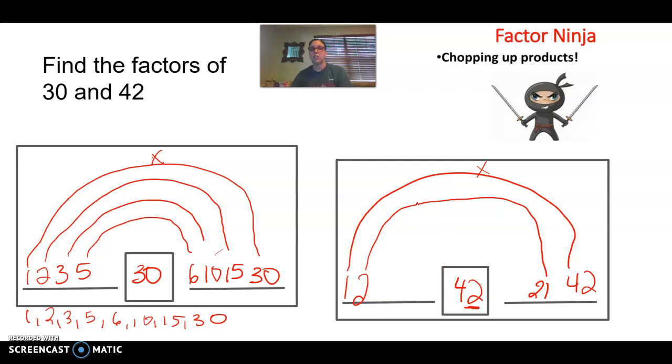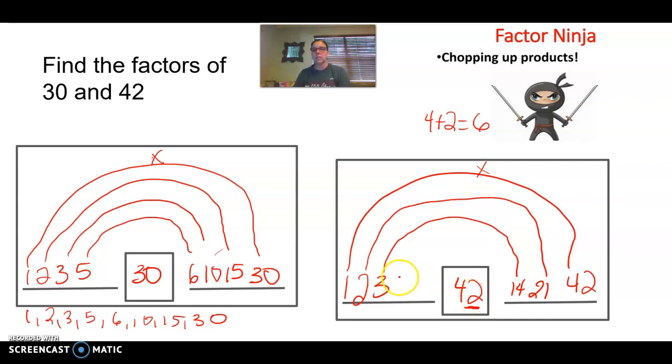Okay, and then 42, will 3 go into that? That's one we probably don't know off the top of our head, so we can add 4 and 2 and get 6, so we know it's going to go into it. 3 goes into that 14 times, which you can figure out by multiplying or dividing. Will 4 go into this? No. Will 5? No, because the ones place is not a 0 or 5.